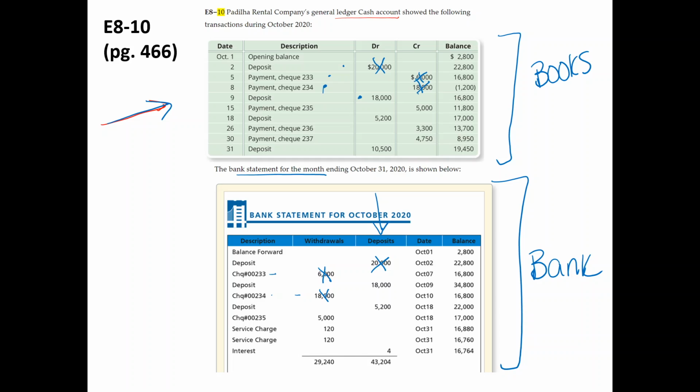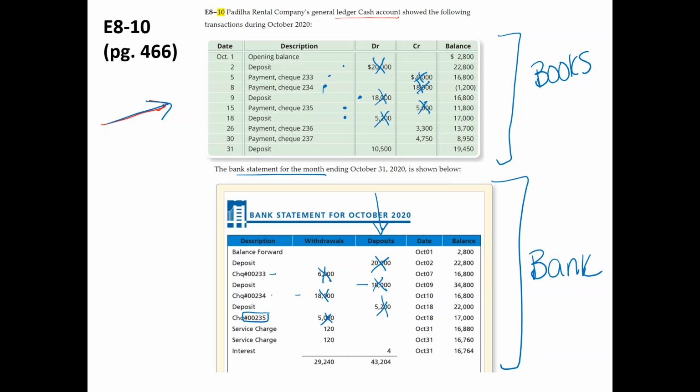Next on the books is a deposit for $18,000. We see that in the bank. Cross them both out. Then a check written for check number 235 written for $5,000. We can see that on the bank statement. Cross it out. A deposit of $5,200. Yes, it's in both places, so cross it out.